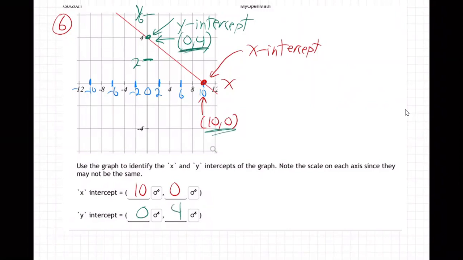So this problem is just about looking at a graph and identifying x and y-intercepts. And notice what they said on your problem, the scale may not be the same. There's no rule which says the x-axis has to go by the same jumps that the y-axis does. Now on mine, they did. It went up by 2 every time in both directions. But yours may be different.